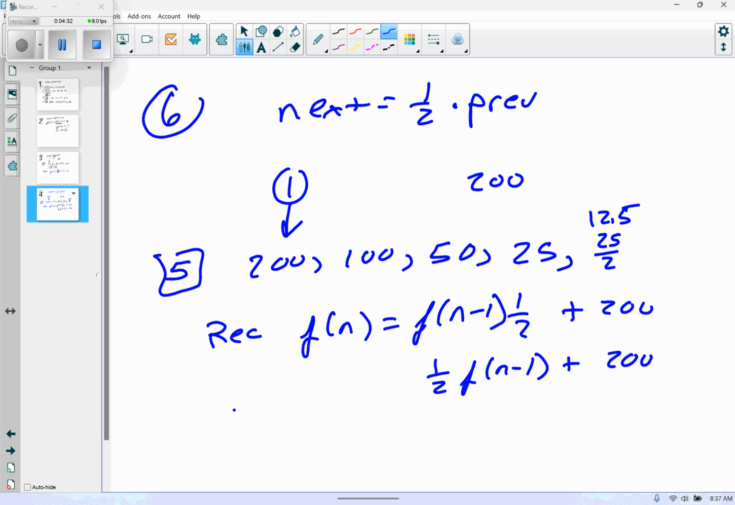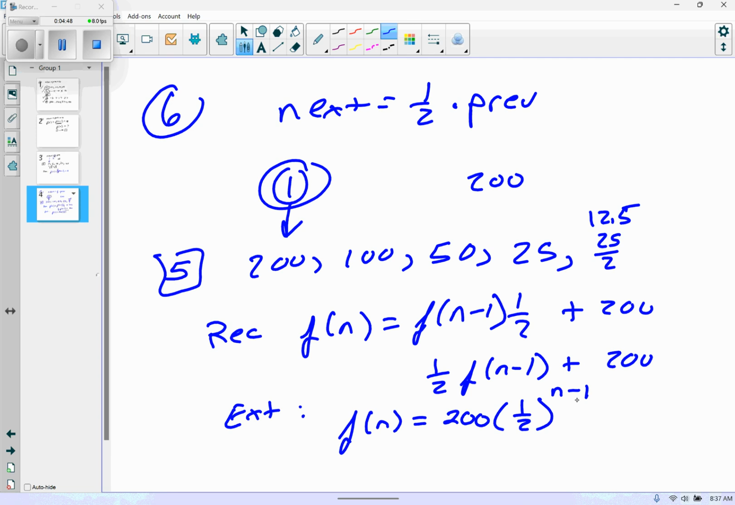And then our explicit is going to be f of n equals our first term, which is 200, and then we're multiplying by half. But remember, we're starting with the first term, so we have to put n minus 1 there. Okay, that would allow us to get the correct answer. If I had started with 0, I would just have that be an n.